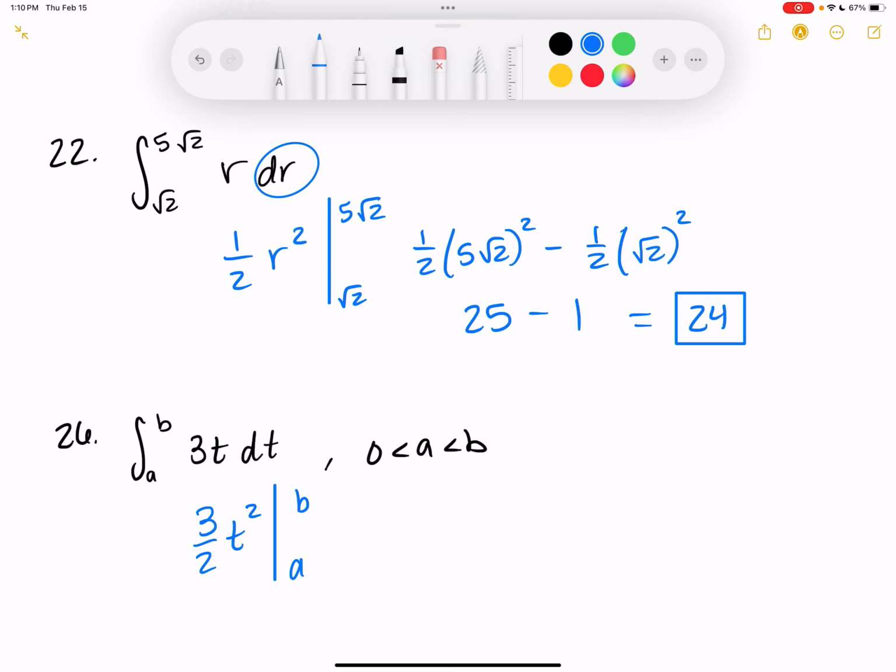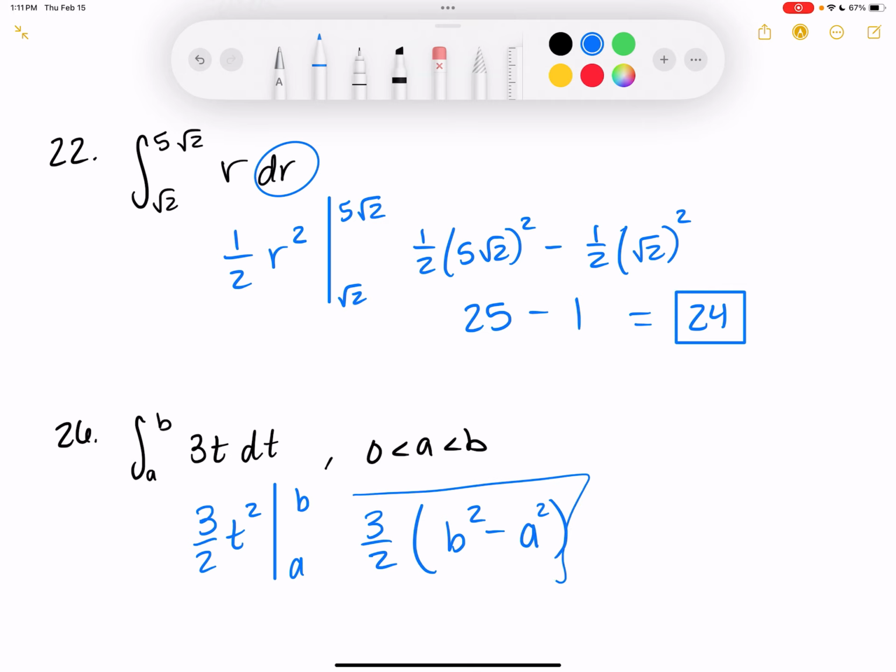Now, what I can do is, because 3/2, is that going to change when I plug something in? 3/2 is going to stay constant, right? So I can do 3/2 times, then I'm replacing t with b and then minus t with a. So b squared minus a squared. And that's just how you would leave that one, because they don't give you numbers to plug in.